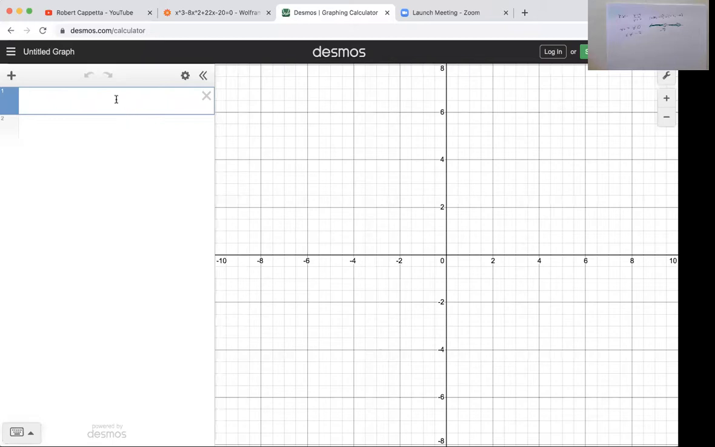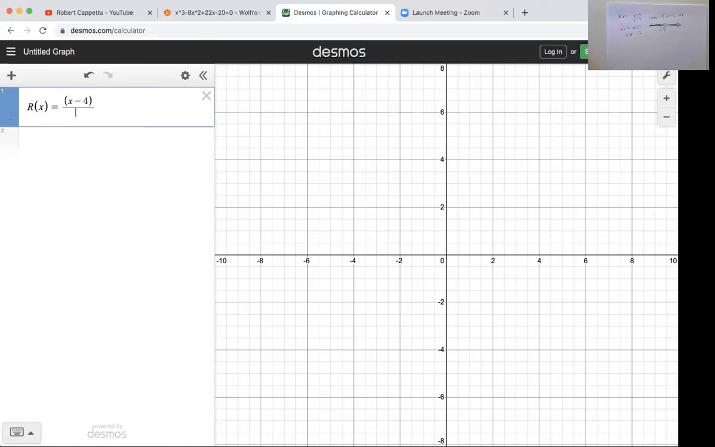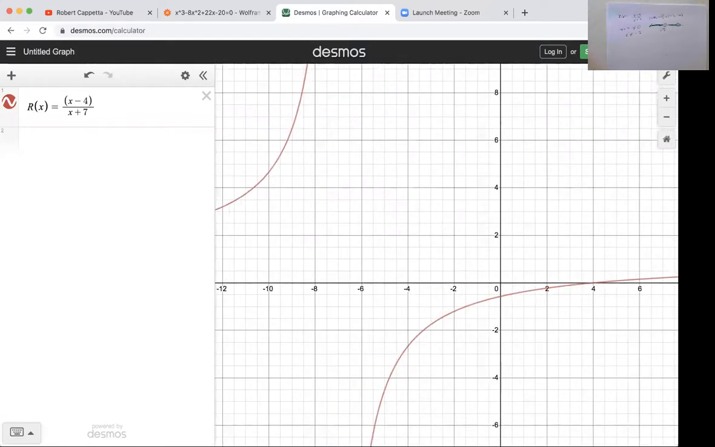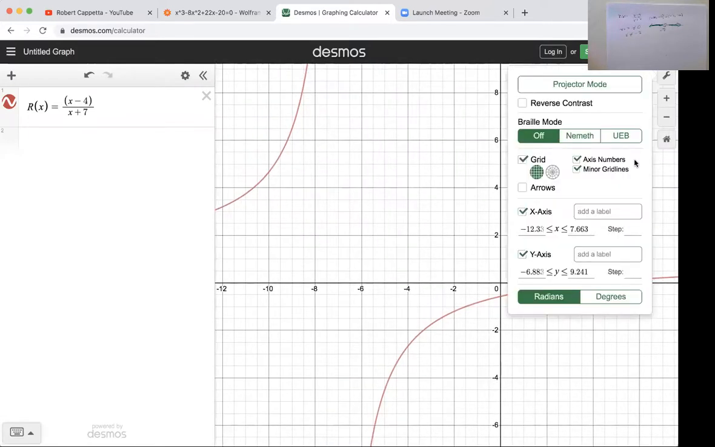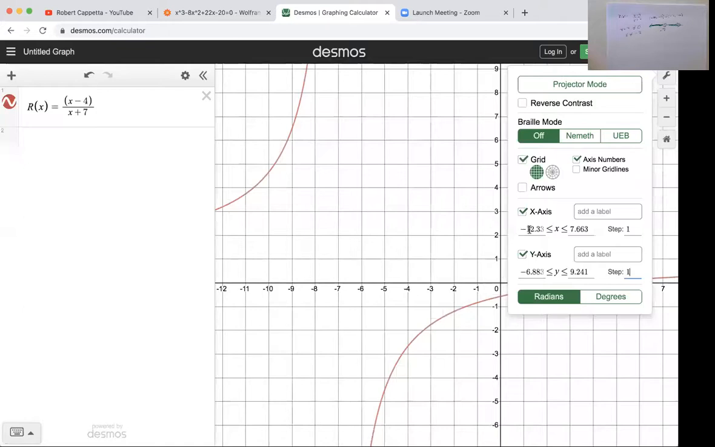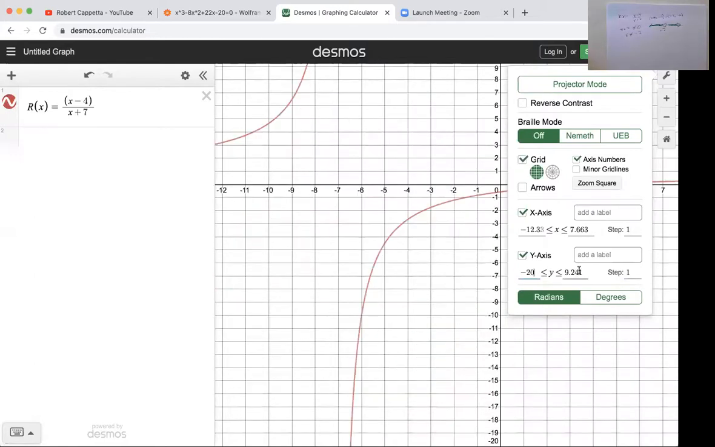So I've got r of x, see if it likes r, I'm not sure it does, but we'll try it. r of x is x minus 4 over x plus 7. And the domain is everything except negative 7. Now what's happening at negative 7? Can we see? And let's add a little bit more y. Maybe negative 20 to 20.